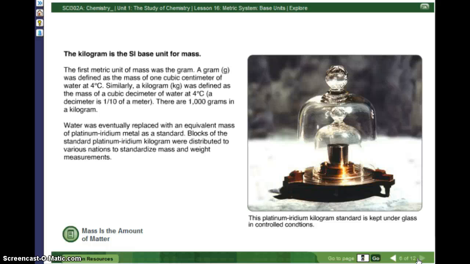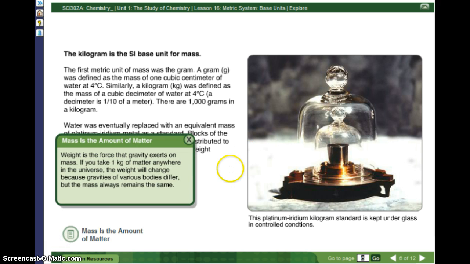Water was eventually replaced by an equivalent mass of platinum iridium metal as a standard. Blocks of the standard platinum iridium kilogram were distributed to various nations to standardize mass and weight measurement. The platinum iridium kilogram standard is kept under glass in controlled conditions so that nothing can bump it, nothing can hit it. So it's actually a really serious thing.